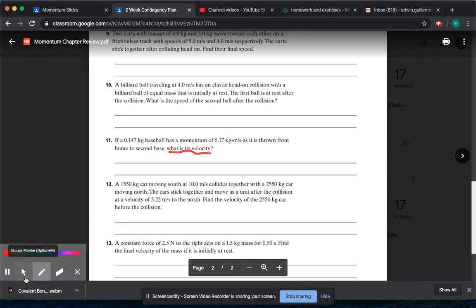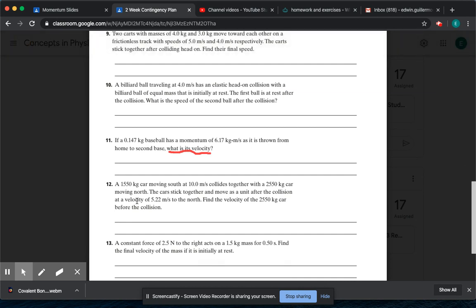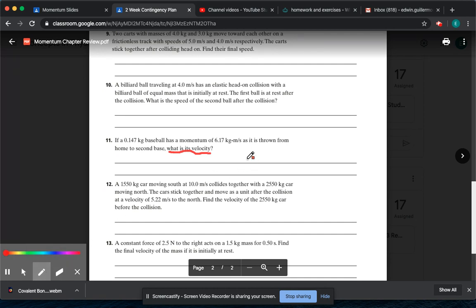So what equation should we be using? Again, we have the kinetic energy one, we have the impulse one, and we have the momentum one. Which one has velocity in it? All 3 of them have velocity in it, but which one has everything that we have here? We're just looking for velocity. We have a mass and we have a momentum. So we should just be using the P is equal to mv equation. So P, which is momentum, is equal to mv. We need to get V by itself.